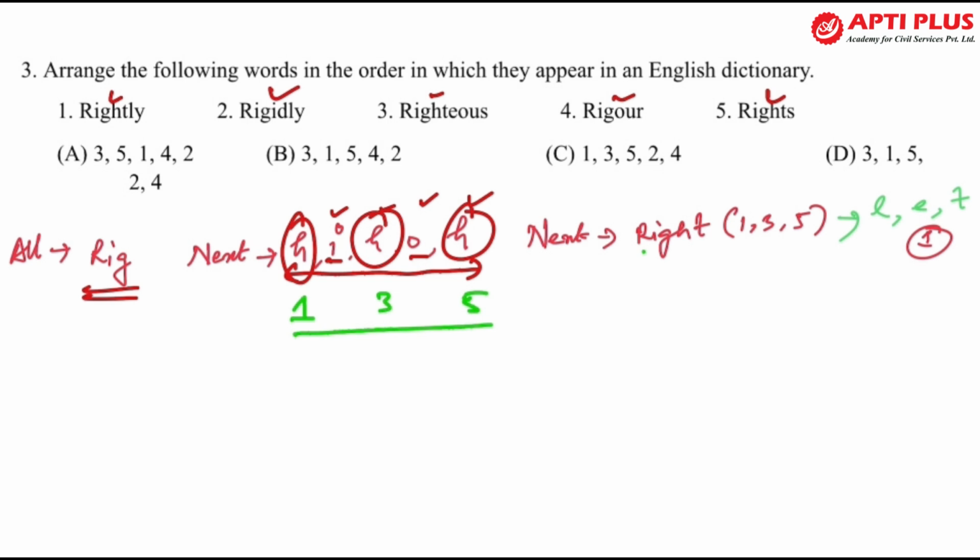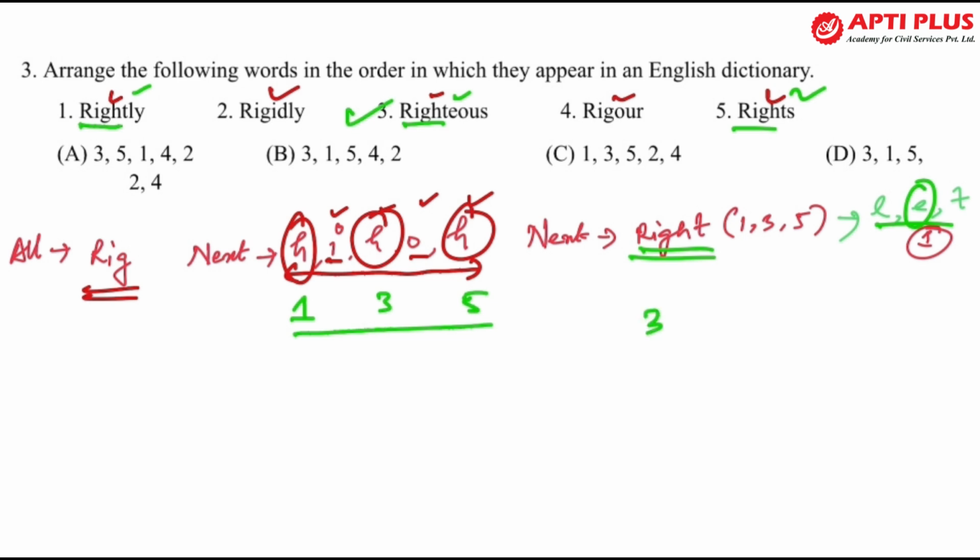So among 1, 3, 5, which comes first? Now you have to find that. Among 1, 3, 5, you'll find that RIGH is common. So RIGH is there in 1, 3, 5. That means now you'll have to find the letter that is next to H. So what is next to H? That is L, E, T. Among L, E, T, E comes first. That means righteous comes first. So 3 will come first.